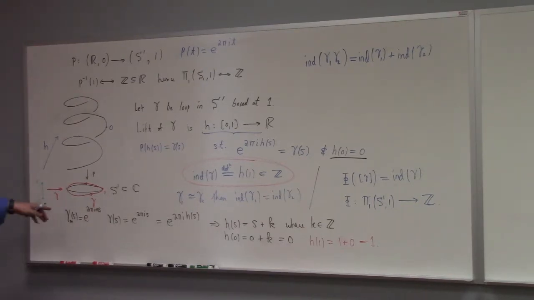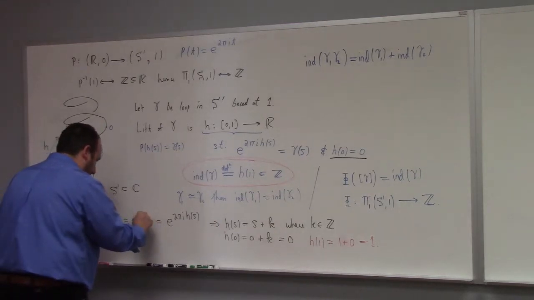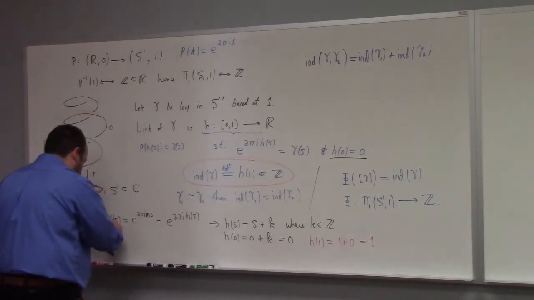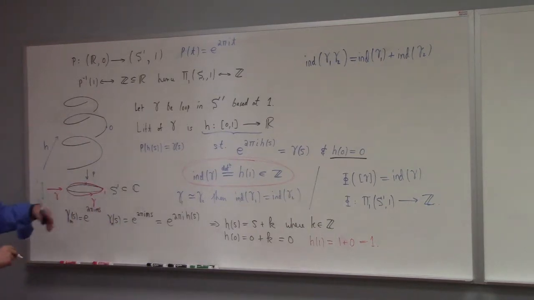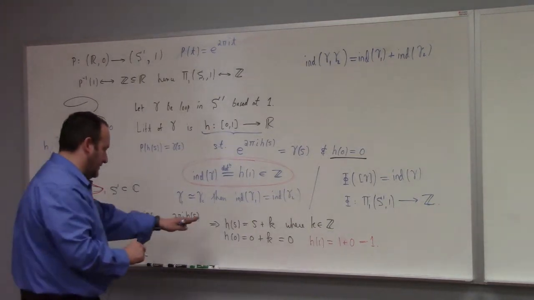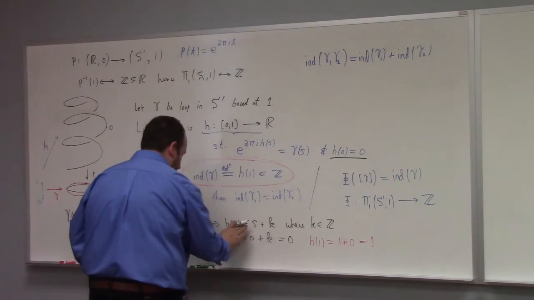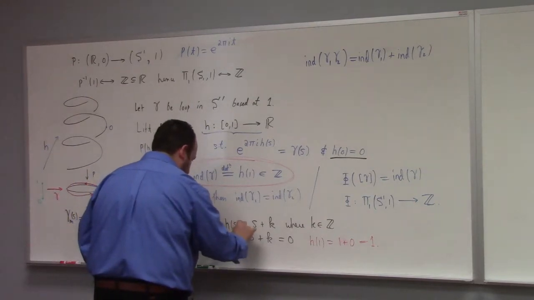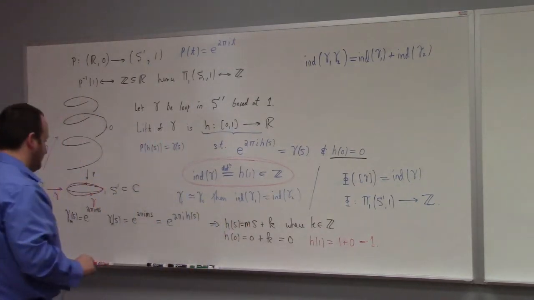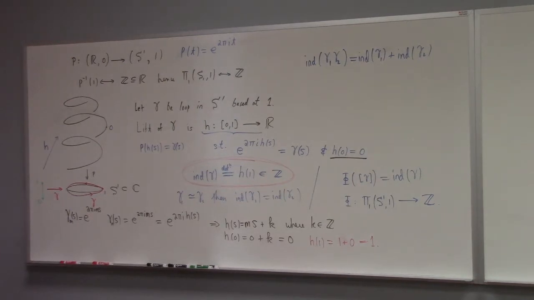Right? But what does this say? So tracking through the same calculation, if gamma sub m of s is e to the 2 pi i m s, that puts an m here, right? And what do we get? We get that h of s is m s plus k.